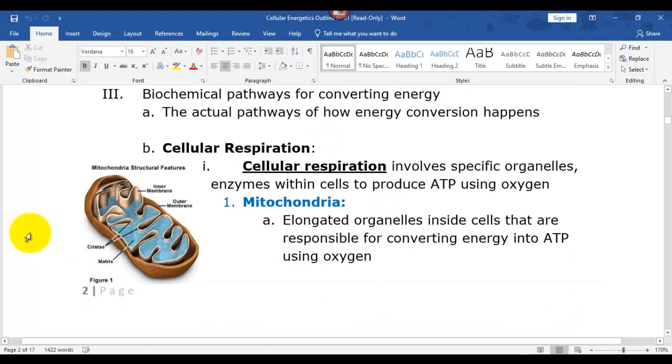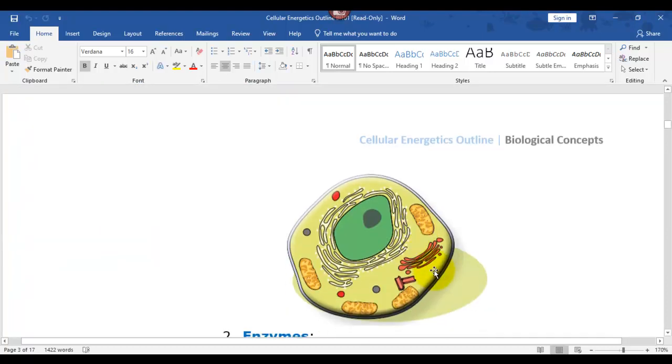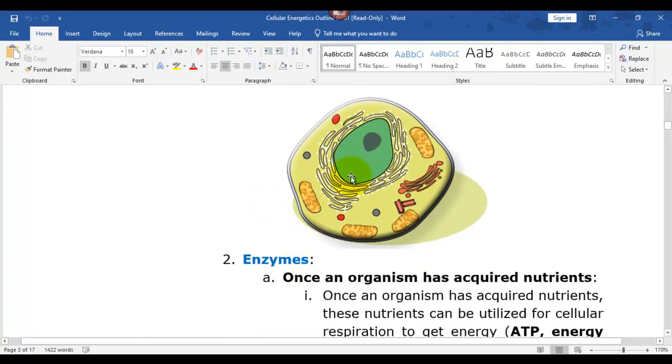So, first things first, this is a mitochondria, like I showed you in that previous diagram. And that's where the aerobic respiration part of this is going to take place. Like it says here, elongated organelles inside cells that are responsible for converting energy into ATP using oxygen. Oxygen is the last electron acceptor. Another cell diagram. Here's some more mitochondria. We'll talk about all these other structures later, but just a little smaller version of the one I just showed you.